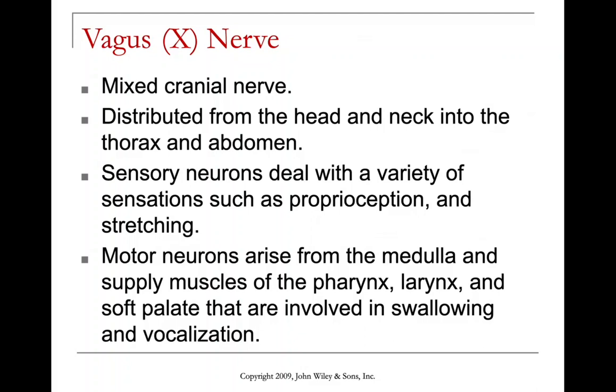The vagus nerve, it's a mixed cranial nerve. It's going to come from the head and neck into the thorax and abdomen. So your sensory neurons deal with a variety of sensations, proprioception, stretching. The motor neurons arise from the medulla. They're going to supply muscles of the pharynx, larynx, soft palate. Swallowing and vocalization are going to be controlled here.